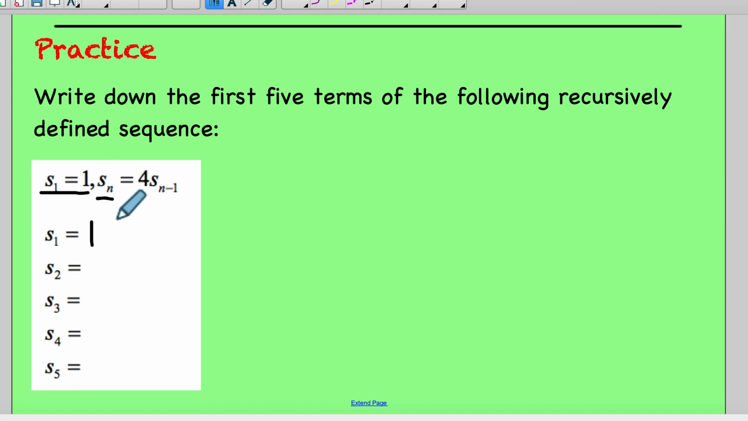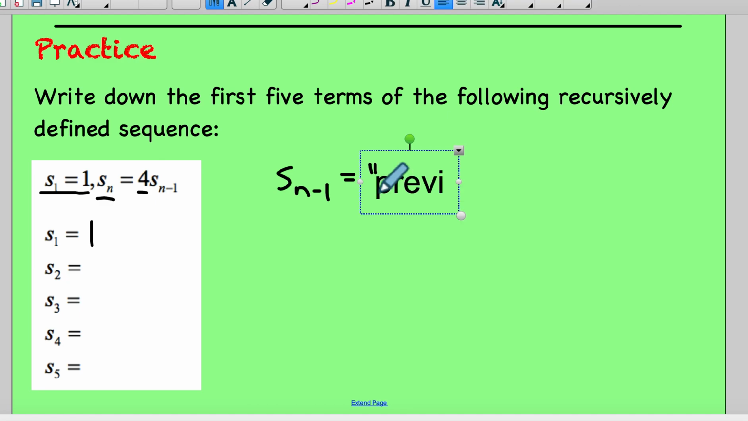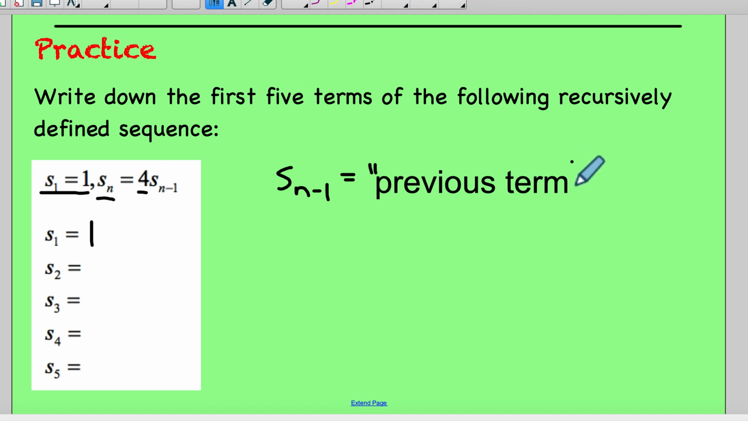But then it says the nth term is going to be 4 times this S sub n minus 1. And that's the big thing with recursive. S sub n minus 1, don't think of it as plugging a number in for n, although it does work, but don't think of it that way. That is what we know as the previous term, right? That's how I want you to think of it. So S sub n minus 1 is the previous term. So basically, it's saying that the nth term is going to be 4 times whatever term came before it, right?